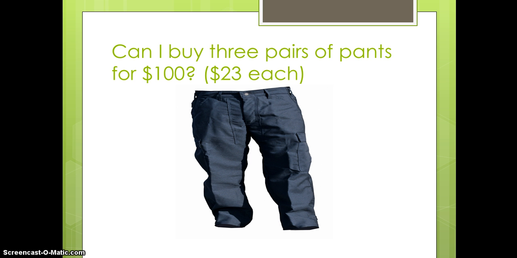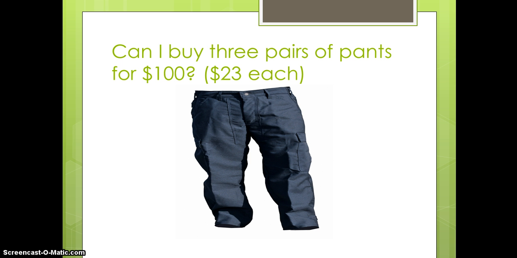Okay, so each pair of pants equals $23, so I'm going to round 23 to 20. So I have 20 times 3 pairs of pants. I get $60. That is much less than $100. So with my estimate, I could buy 3 pairs of pants at around $23. I can check my answer by multiplying $23 times 3 pairs of pants, and I get $69. So my estimate was correct. I can buy 3 pairs of pants for $100, and I'm still going to have some money left over.